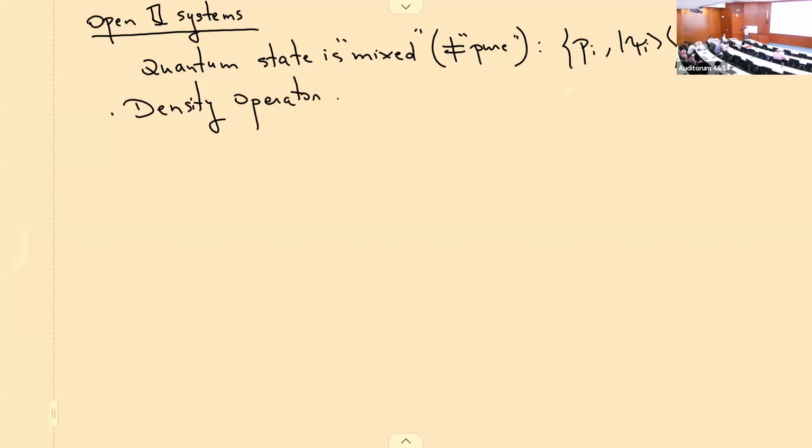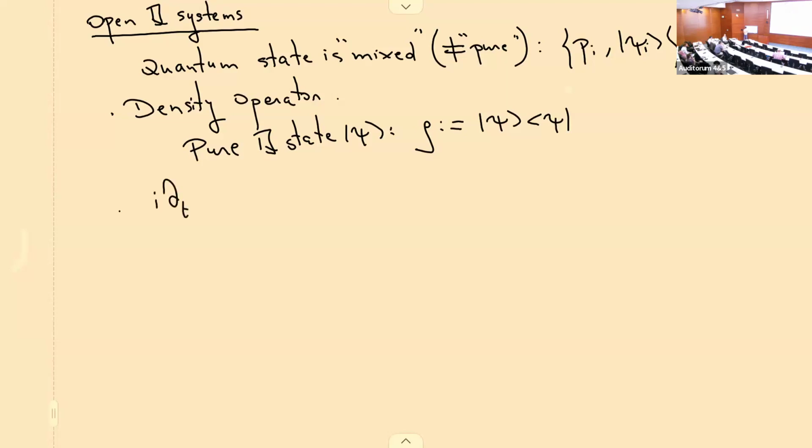The density operator: if I have, let's say, a pure quantum state psi, which is what we saw before, then rho is just the outer product. So it's a matrix, and it's Hermitian, obviously. And you can rewrite everything in terms of density operators. So, for example, let me look at the Schrödinger equation, let's say with a time-independent Hamiltonian.